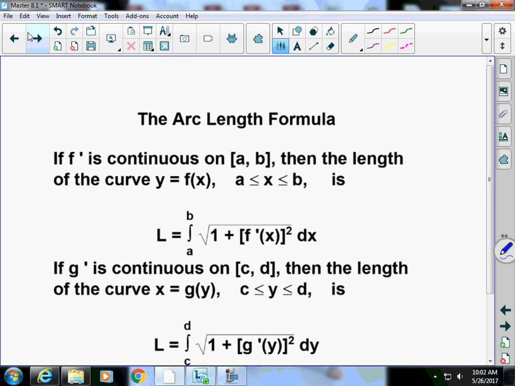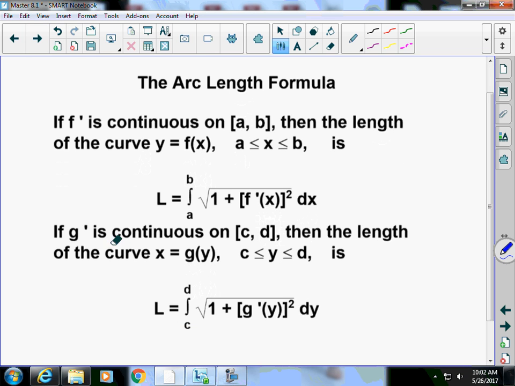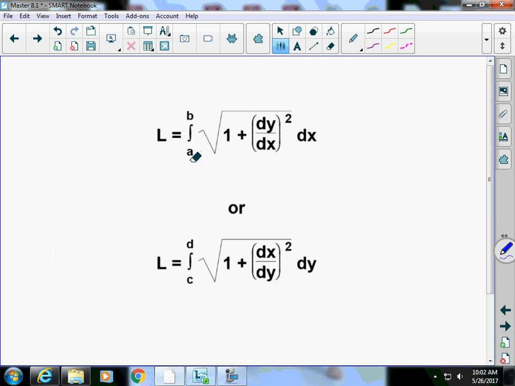And then it says if g prime is continuous on the interval c to d, then the length of the curve x equals g of y, where y is between c and d, is the same thing. Instead of f prime of x squared, it's g prime of y squared. So in other words, I can look at the arc length whether I'm looking at it in terms of x's or y's.